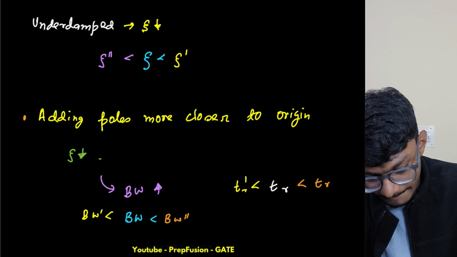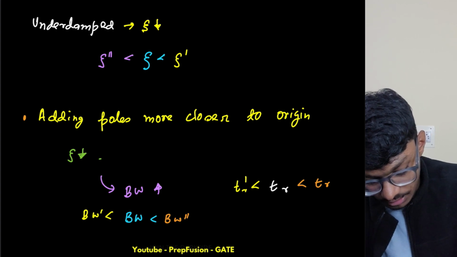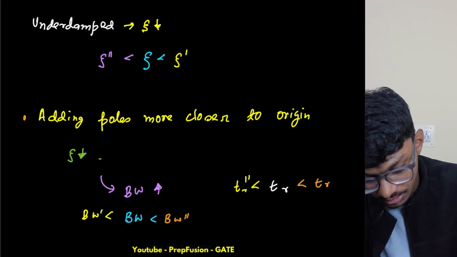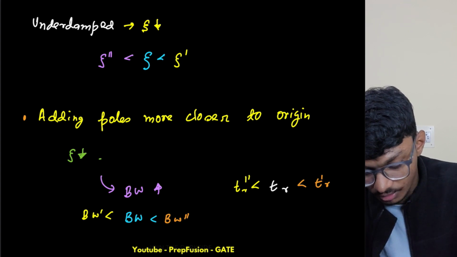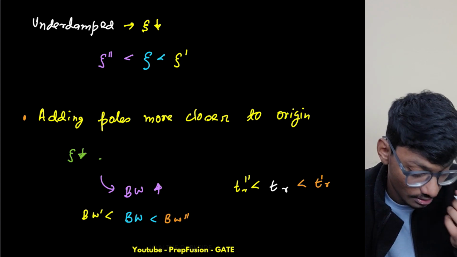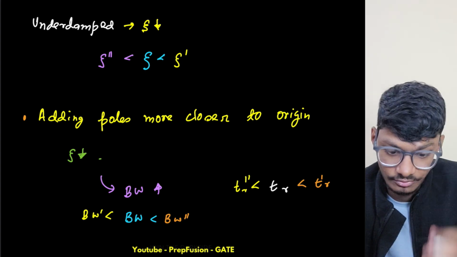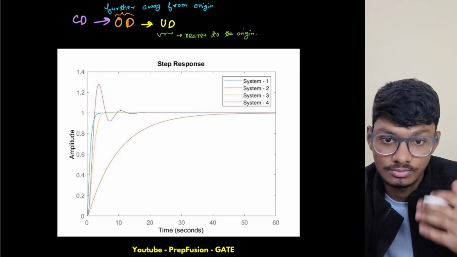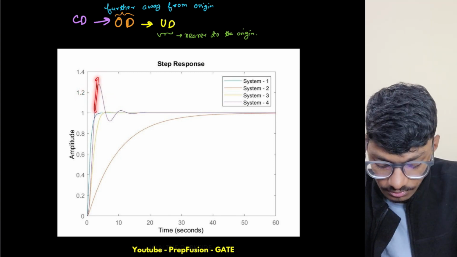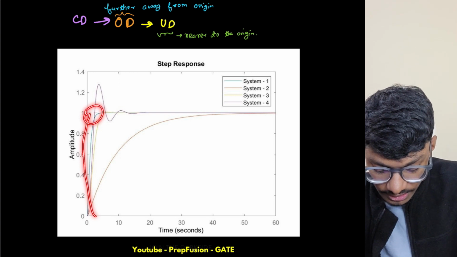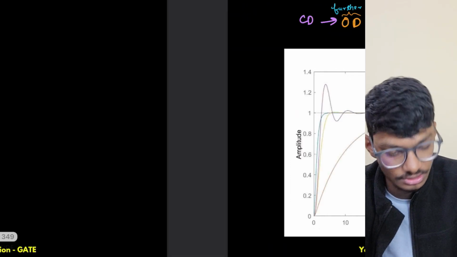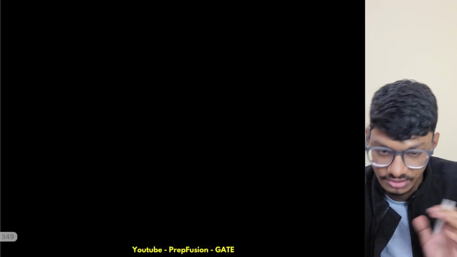So here what will happen? Sorry, this is double dash and this is dash. Obviously, if I add a pole nearer to the origin, then my rise time will reduce, as we saw from here. The system becomes more and more, zeta reduces further, and hence it reaches its steady state value for the first time at a much faster rate. That's why rise time reduces. And obviously if rise time reduces, bandwidth will increase, and vice versa.